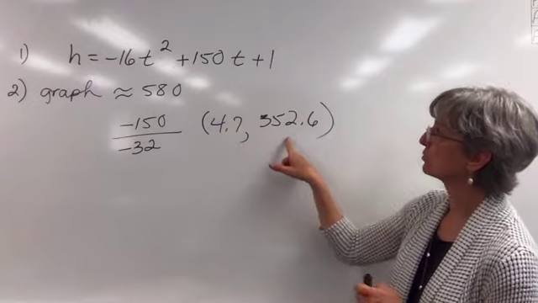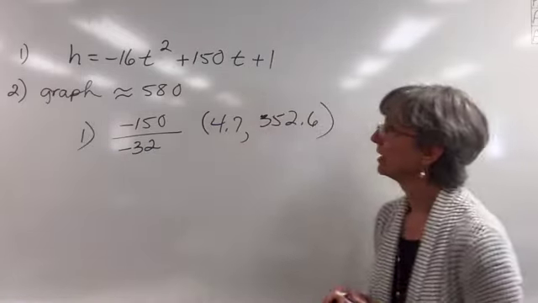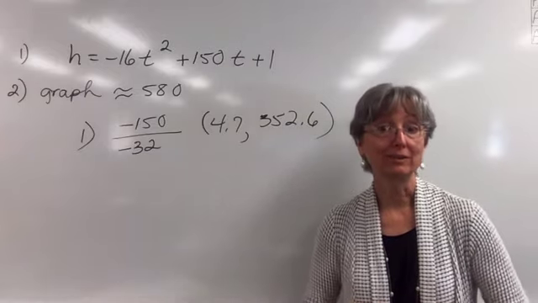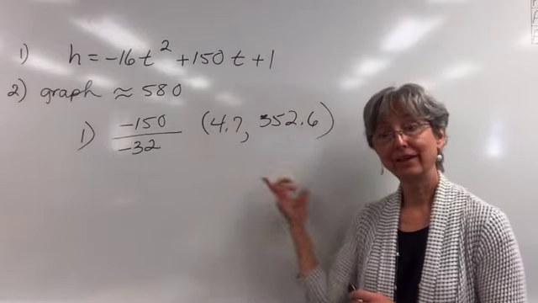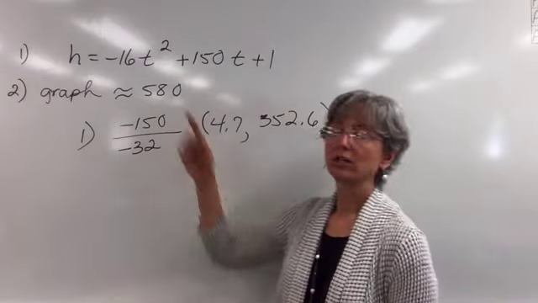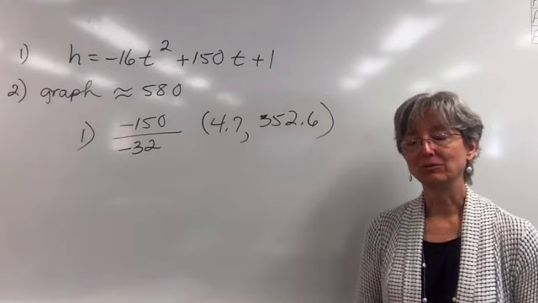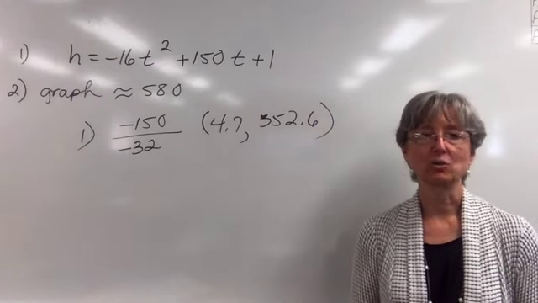This is 1. Okay, I should say that. This is 1. So now which rocket flew higher? By looking at the graph and looking at the vertex, you should be able to see right away that rocket 2 flew higher.